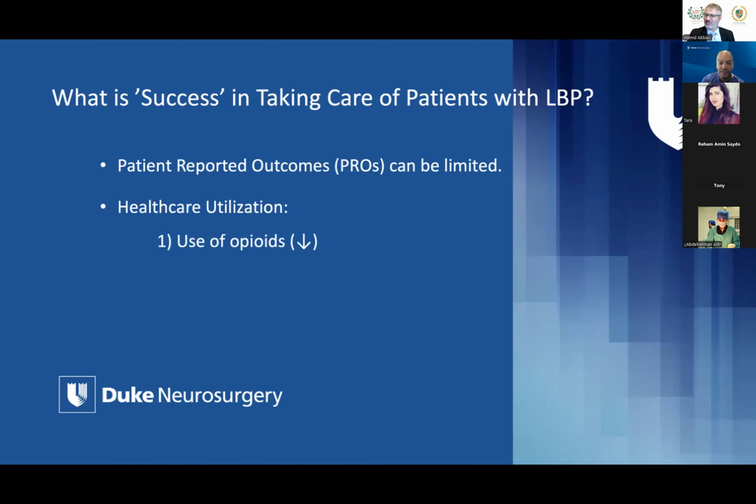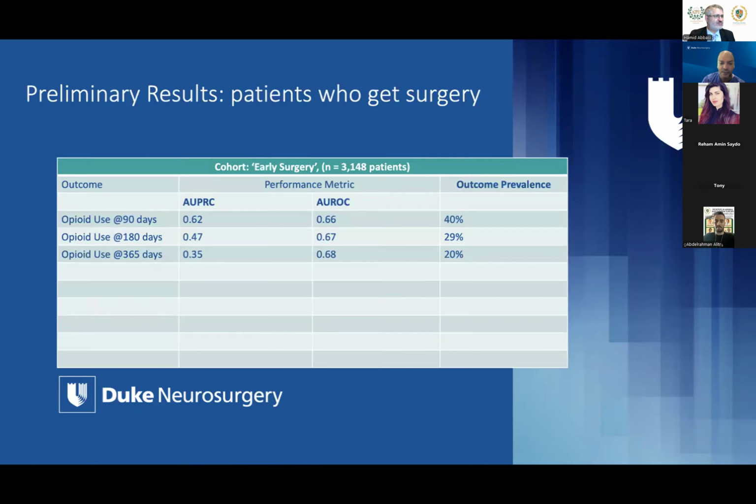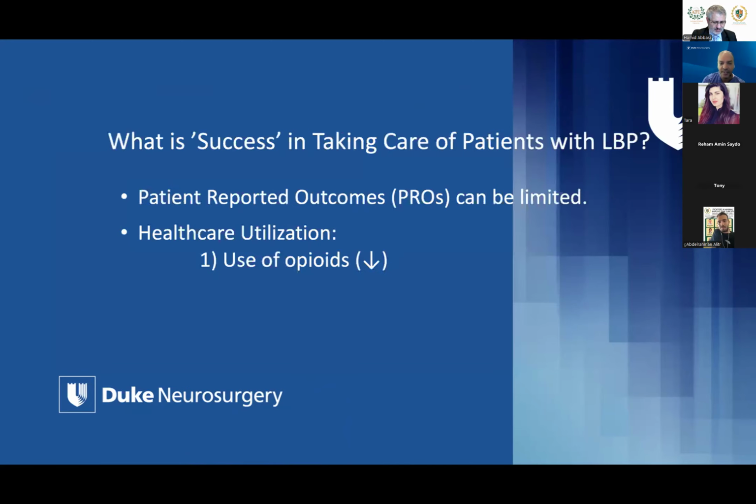So first of all, we want to see, can we predict which patients will decrease or stop using opioids? And so far, using our models, we're moderately successful in figuring out who will be opioid free at 90 days or 100 days or 365 days.